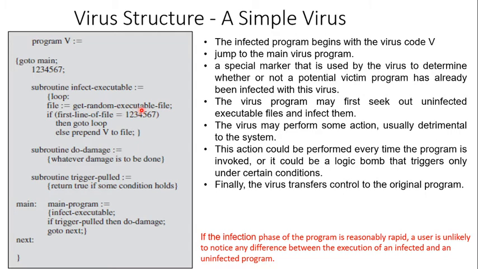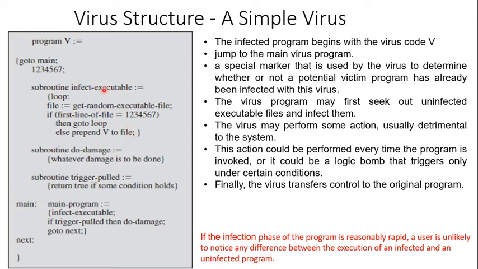Get any file, check whether the first line of the file is the virus code. If the first line is the virus code, then the file is already affected, and you don't have to copy again. If the first line is not the virus code, then you need to prepend, that is, copy your virus code to that particular file. That is your infection mechanism.